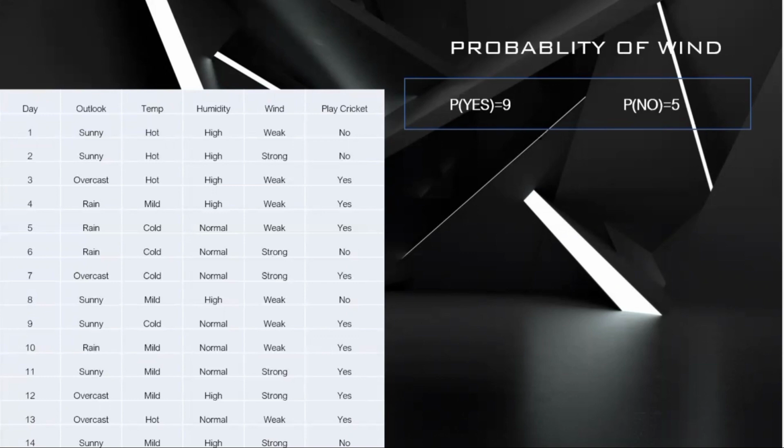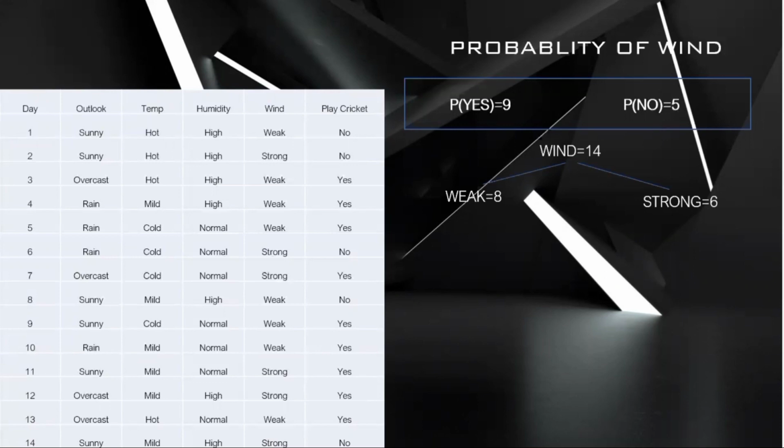Okay. So speaking about wind, there are 14 scenarios, 14 days. In these 14 days, some days the wind is weak and some days the wind is strong. Okay. So out of 14 days, on 8 days the wind is weak, and on 6 days the wind is strong.